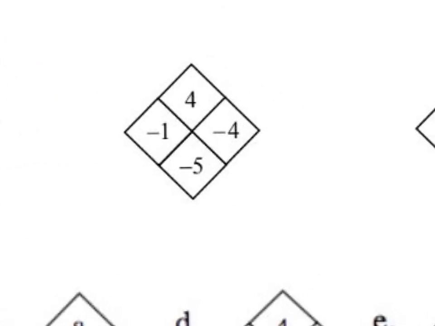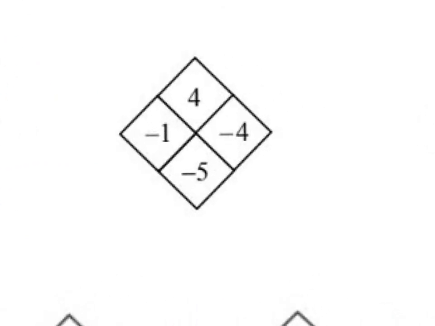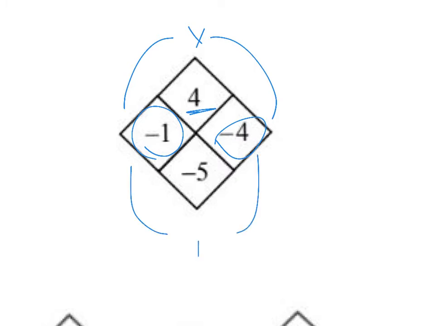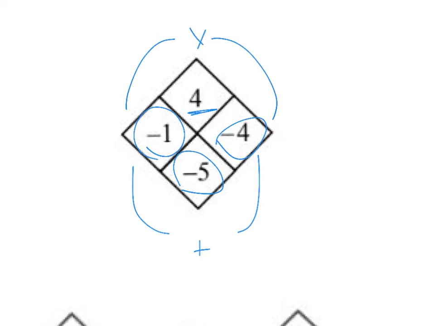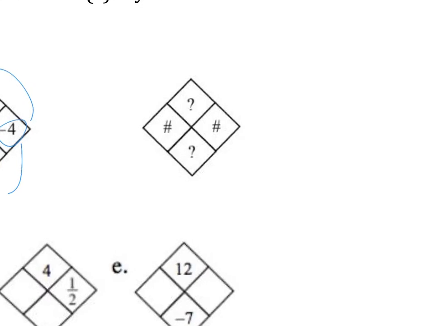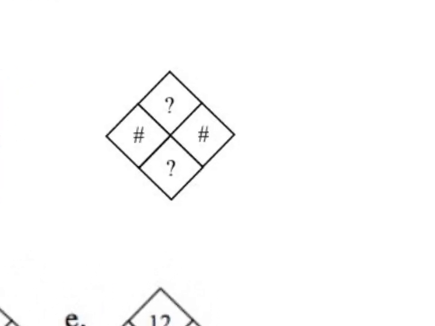So we're going to add in some negatives. The process still works the same way. -1 and -4, when you multiply them together, you get +4. If you add them together, you get -5. So the 2 side pieces multiply to get the top, add to get the bottom. So for this last one, I'm just going to put a multiplication and then a plus sign.